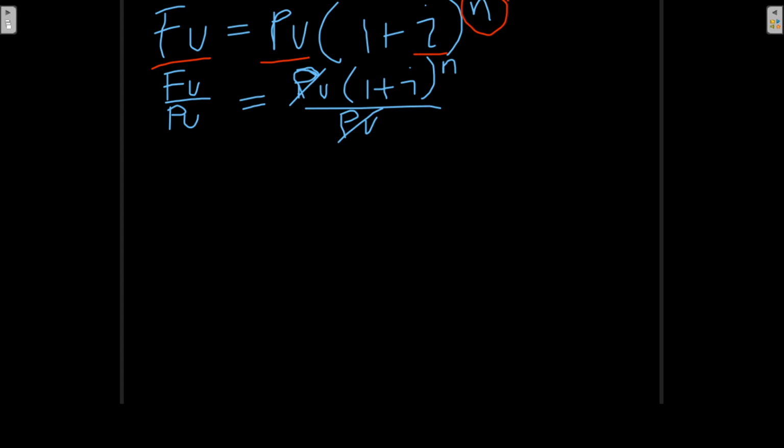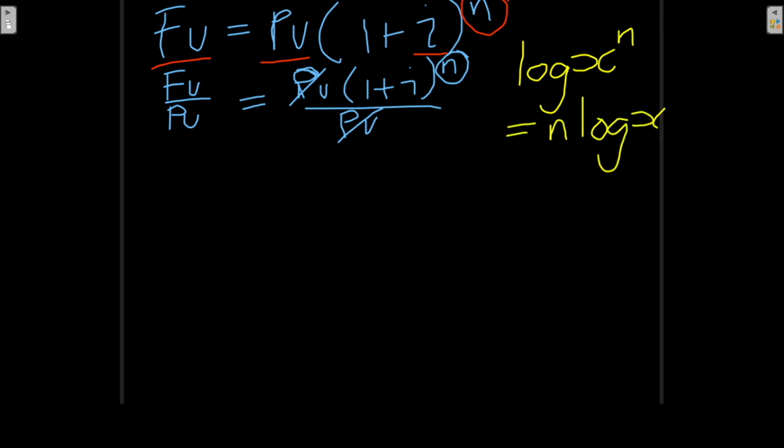And the next thing that we would like to do is we would like this n to be on what I call ground level. So we don't want it to be an exponent, we want it to be written on ground level. So we're going to make use of one of the rules of logs, and we know this rule, that the log of x to the n is the same as n log x. Okay, so we're going to make use of that rule, and I'm going to take the log here on the left and on the right.